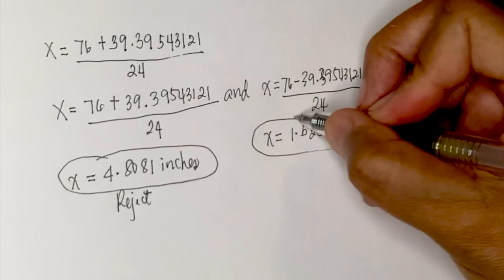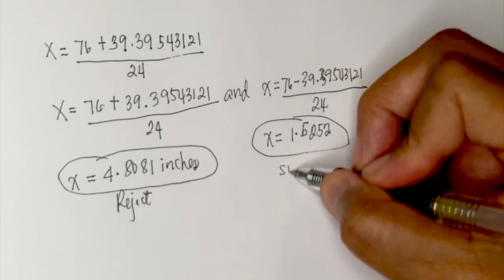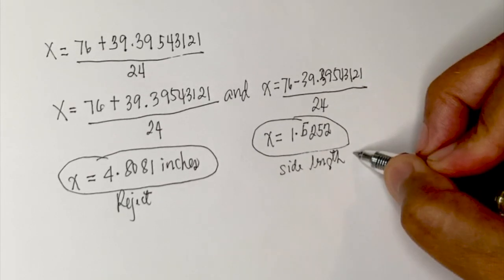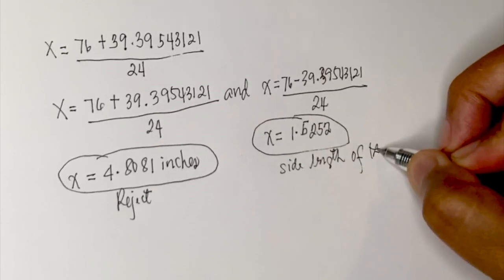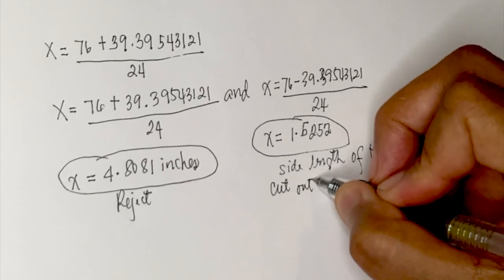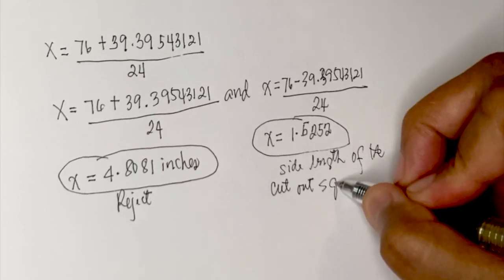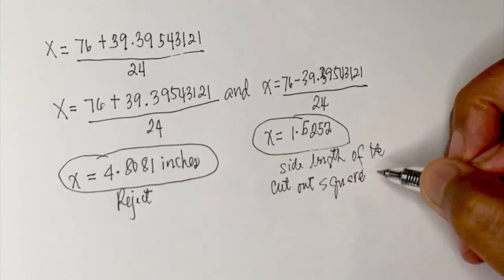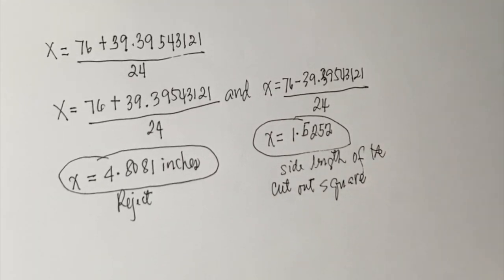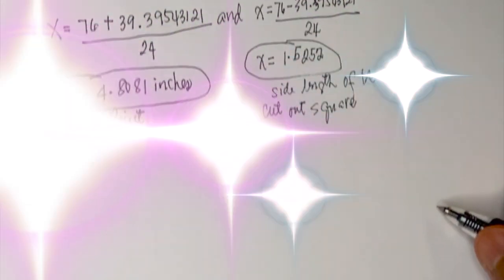So for the negative, X equals 76 minus 39.3954312 divided by 24, we should get X about 1.53 inches. That's the side length of the cutout square.